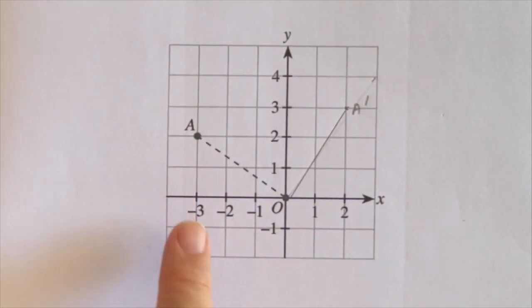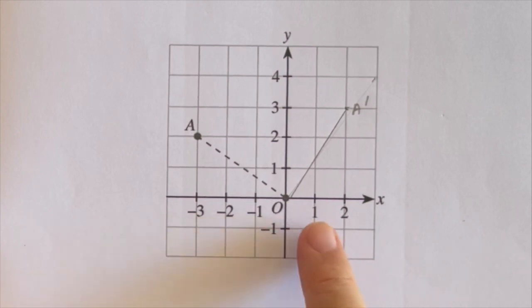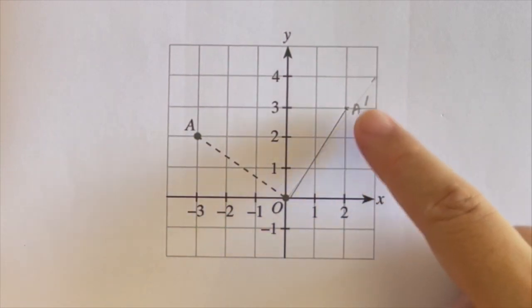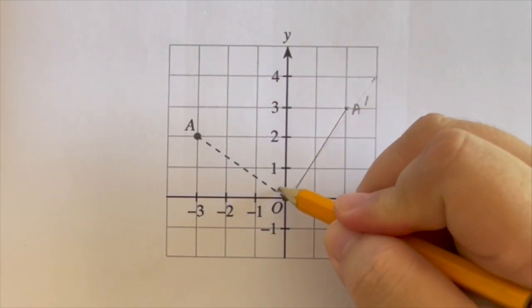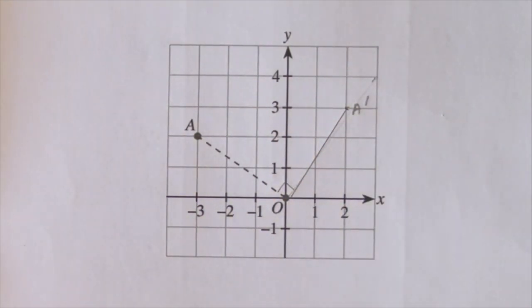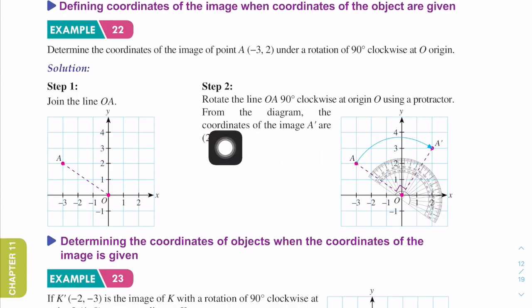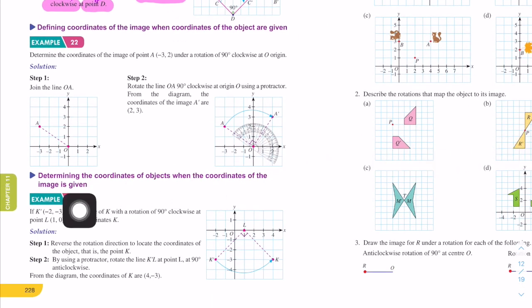1, 2, 1, 2, 3. So that is 90 degrees rotation clockwise at the origin O. Finally we can get the coordinate of image A prime are (2, 3) under a 90 degrees rotation clockwise. So the same thing for example 23.